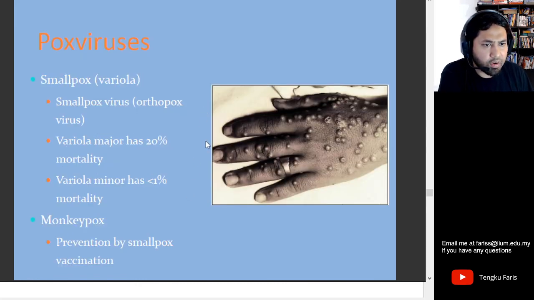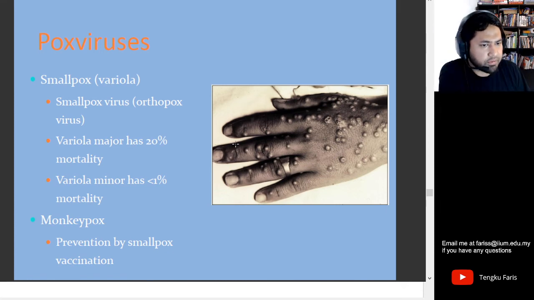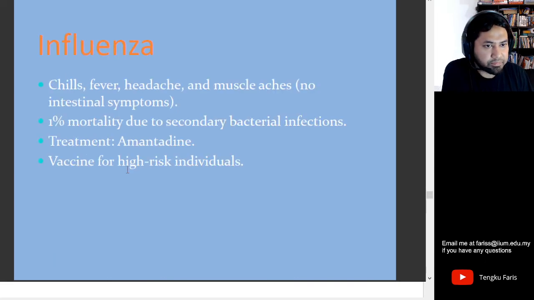Pox virus causes smallpox or variola. Okay, it is caused by the orthopox. Variola major has a 20% mortality. Variola minor has less than 1% mortality. Another 80% or 79, 80% and below means that they survive if we are infected by the pox virus.